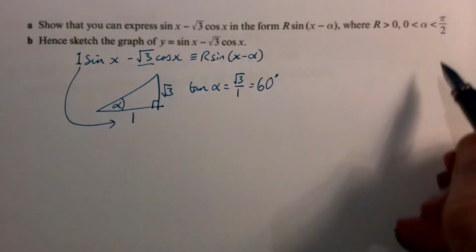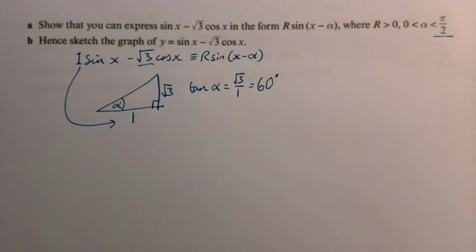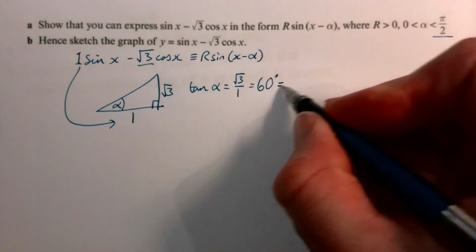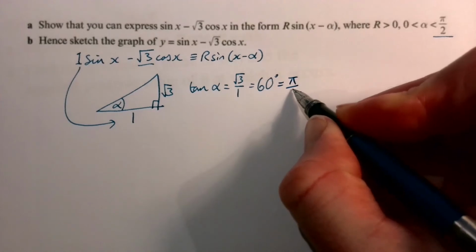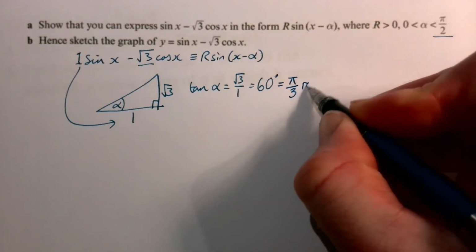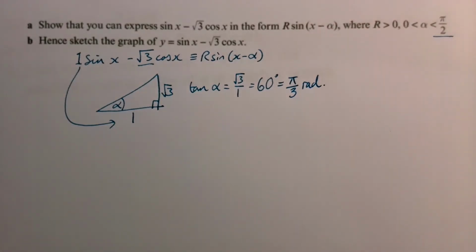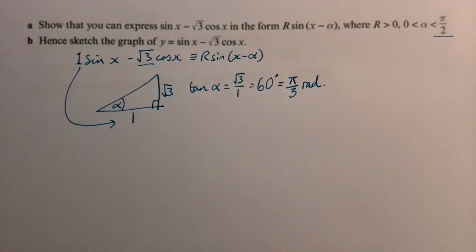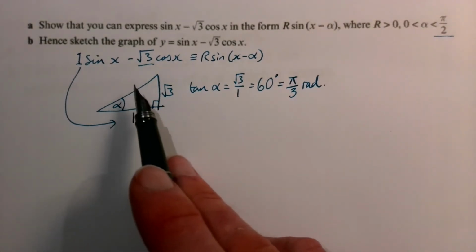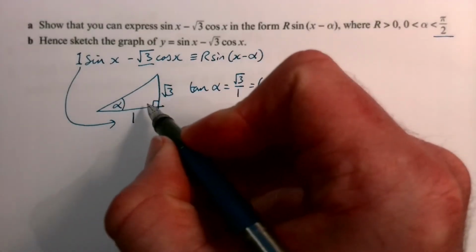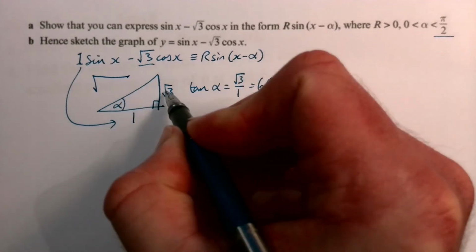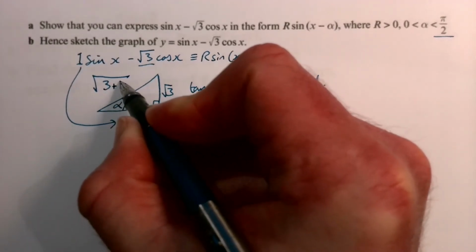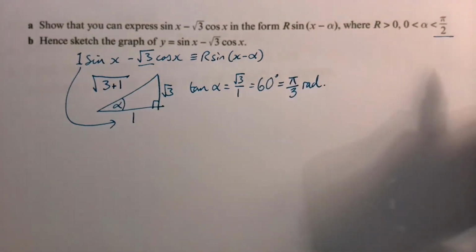Only problem is the question's asking it in terms of pi. Now pi is 180, isn't it? And 60 is a third of 180, so that would actually be pi over 3 radians. What else do we need to know? And that is between 0 and pi over 2, so that's nice. We need to know the r value, don't we? So we need to know the hypotenuse. So this is going to be the square root of root 3 squared, which is 3, plus 1 squared, which is 1. So the root of 4, which is 2.